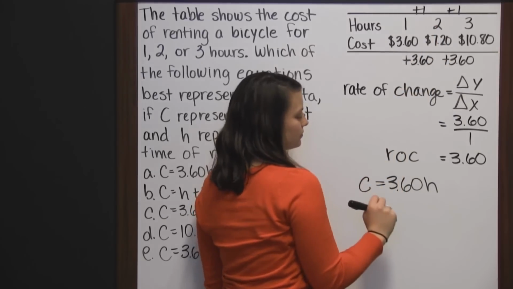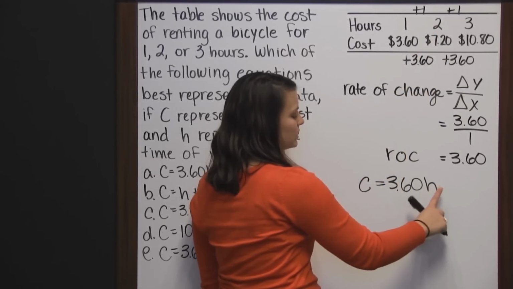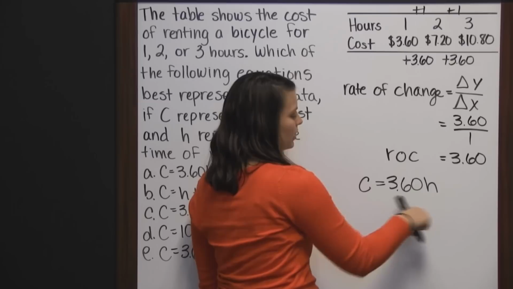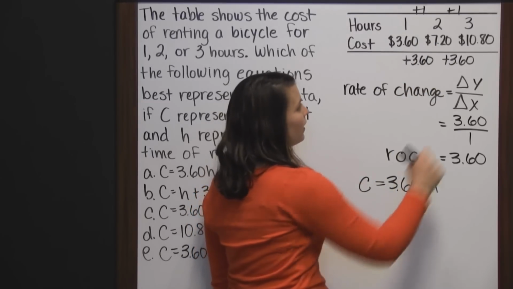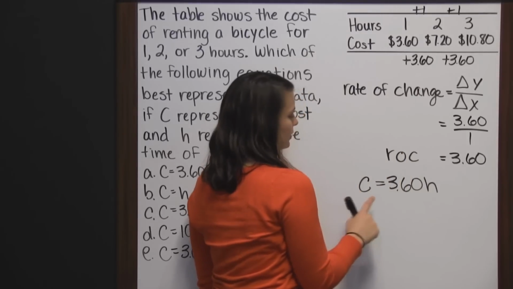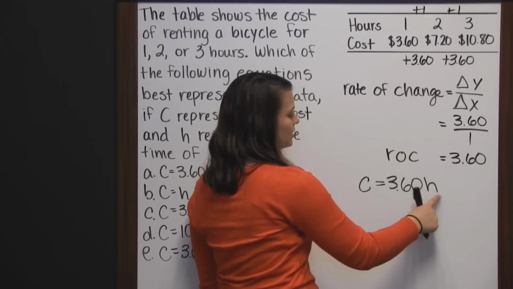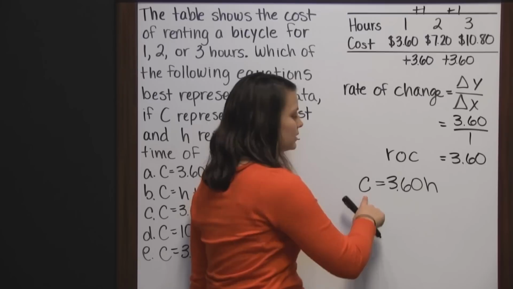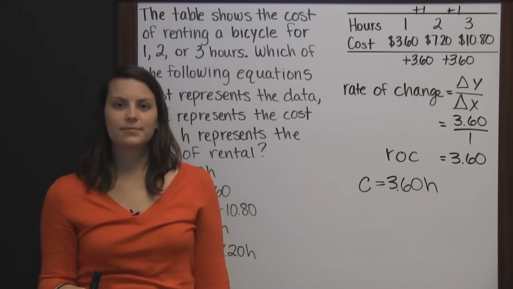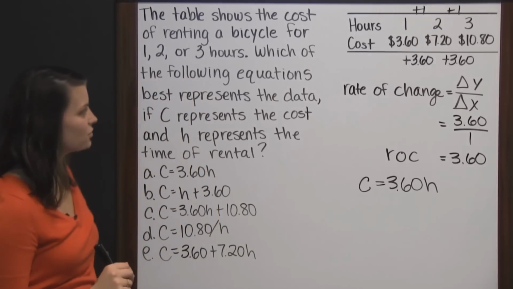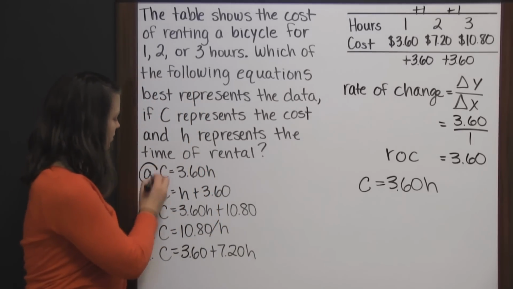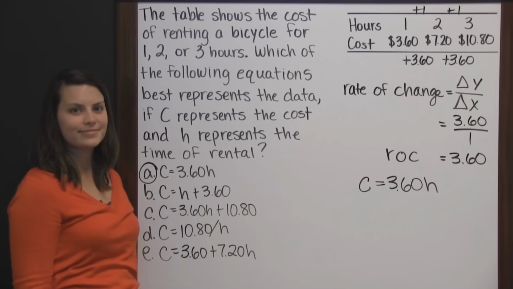Try it with 2. $3.60 times 2 is $7.20. Finally, 3. $3.60 times 3 is $10.80. So that verifies that our function rule works for this situation and is correct. So answer A.